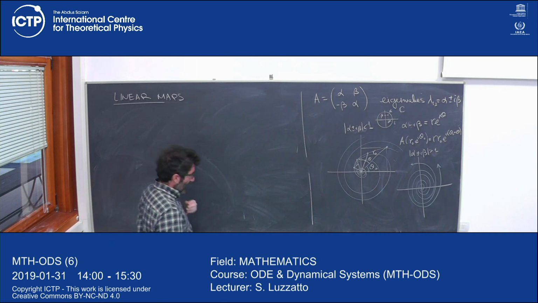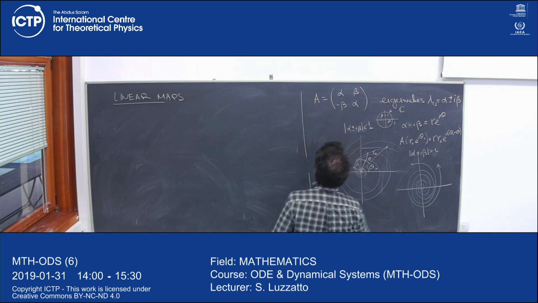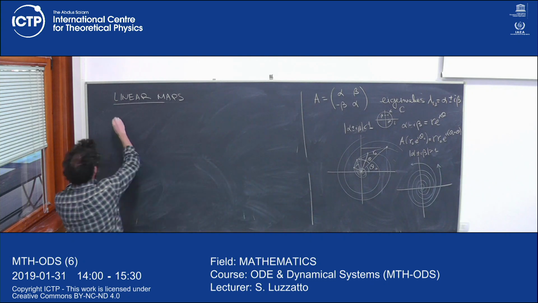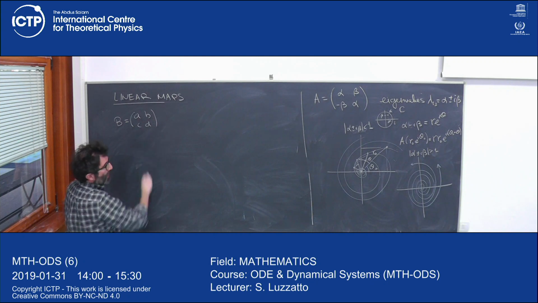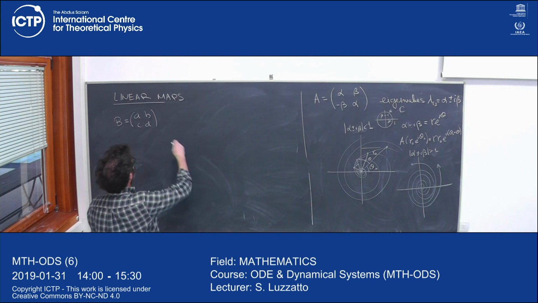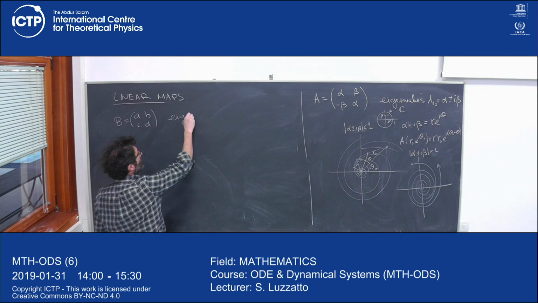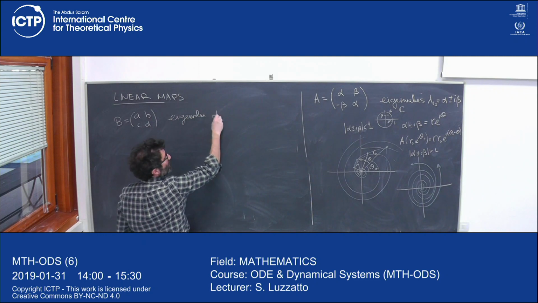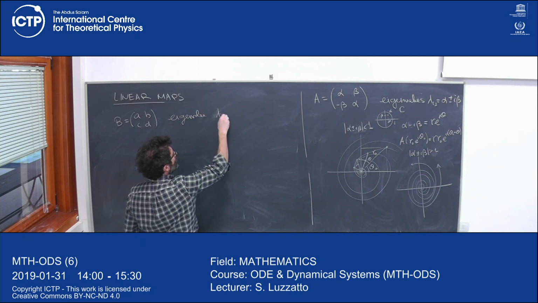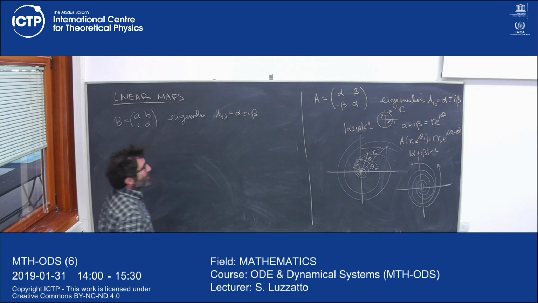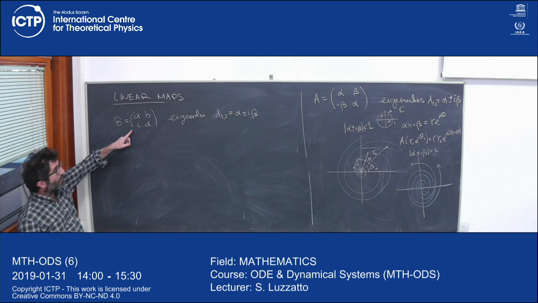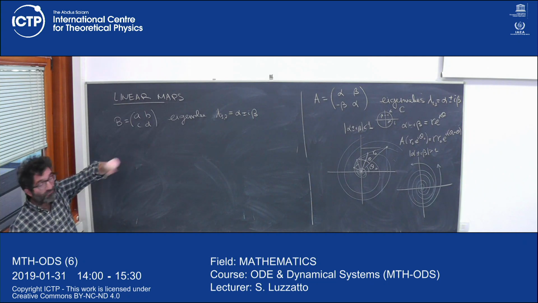Now, what happens in general? If we have A equals (a b; c d), and suppose that in this case we have the same thing, eigenvalues lambda 1, lambda 2 equal to alpha plus or minus i beta, okay? But this does not mean necessarily that it's in that form. Okay, but what can we say?